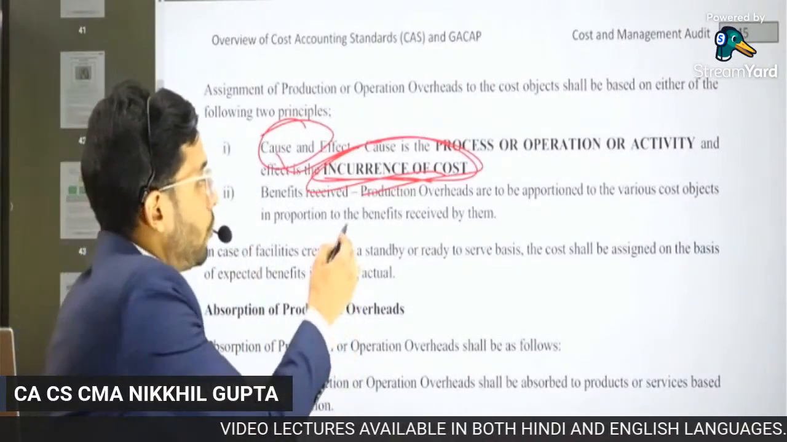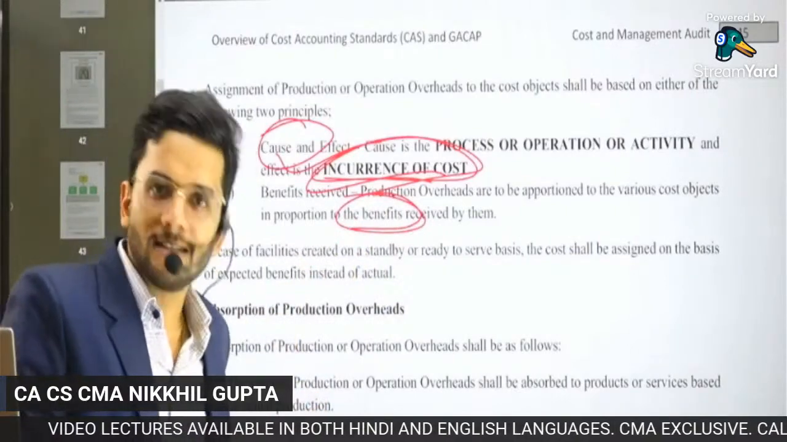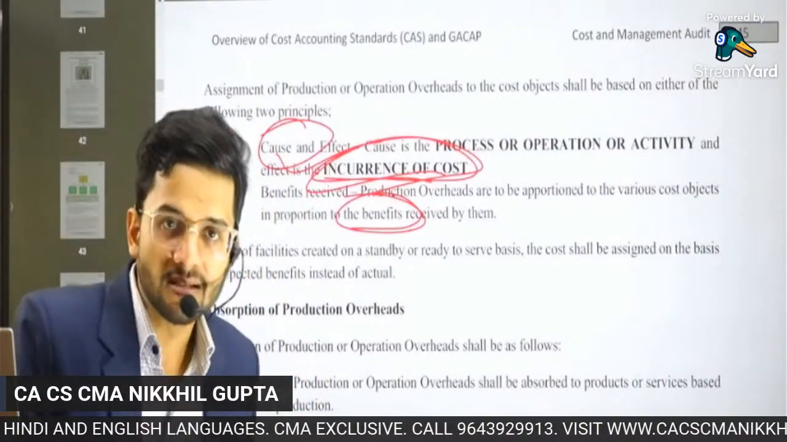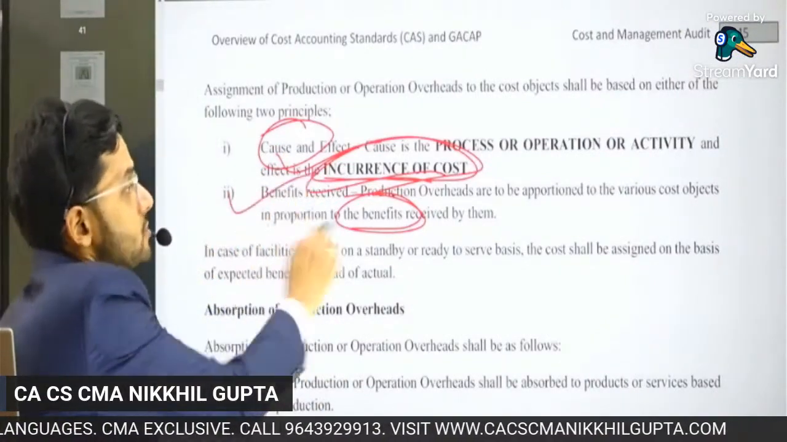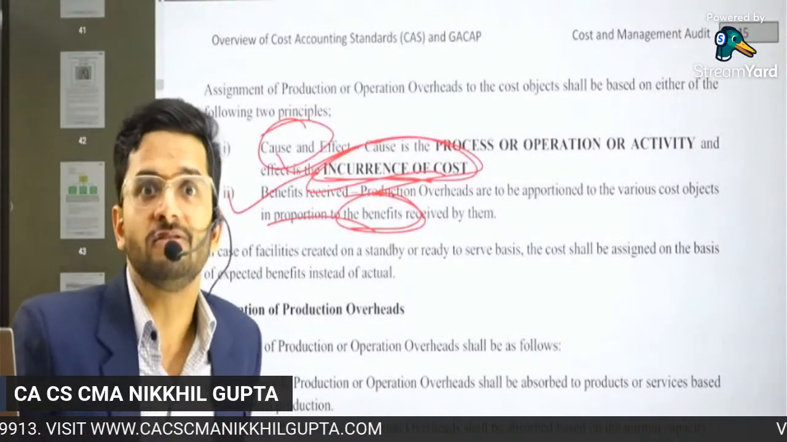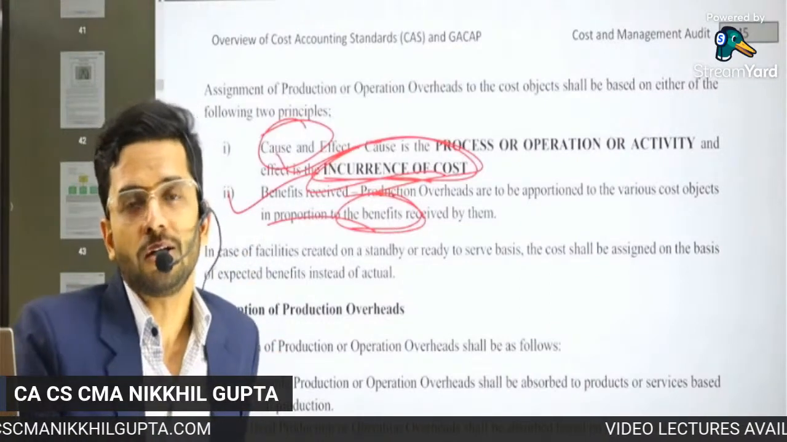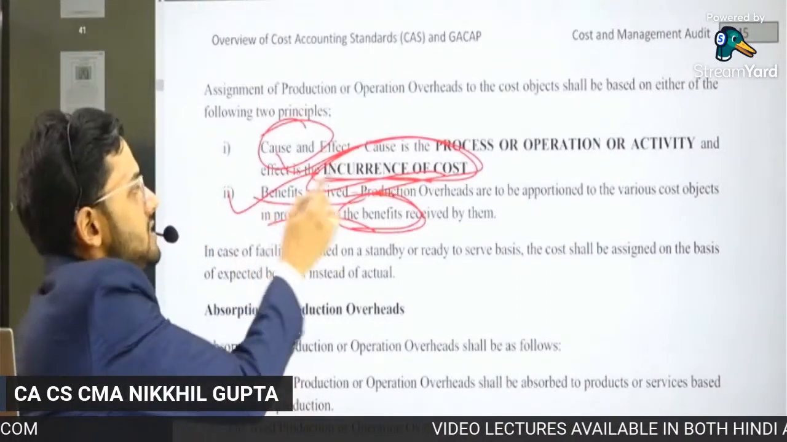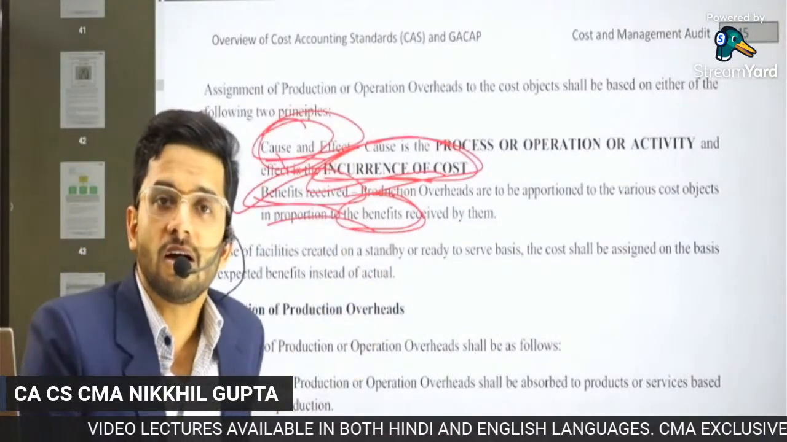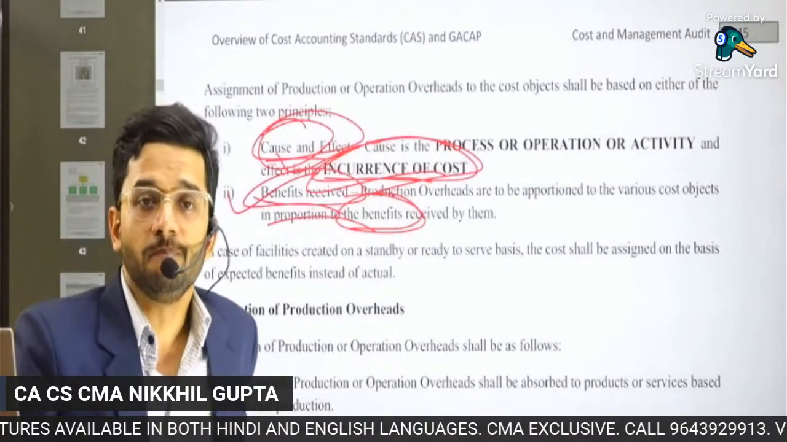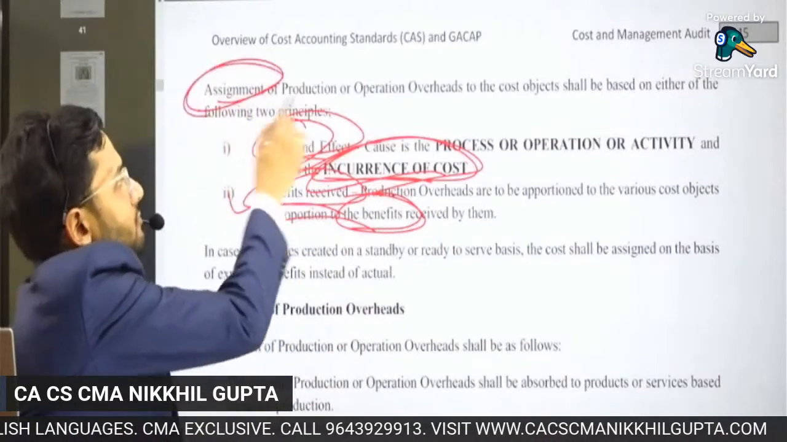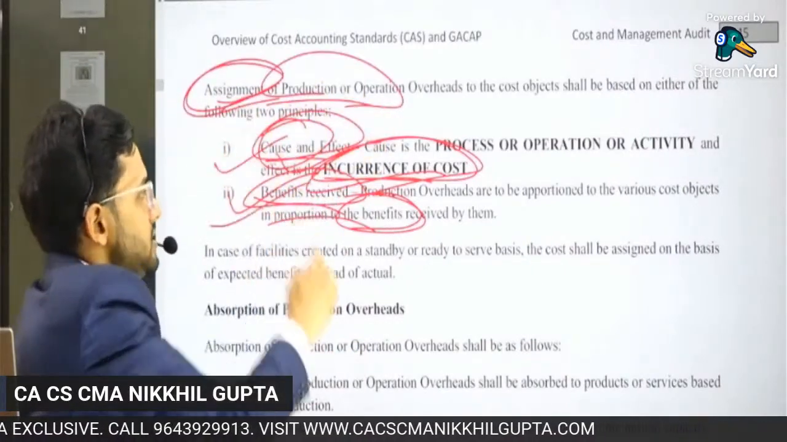Principle number 2, what are the benefits received by the individual cost centers? So cause and effect, and benefits, are the 2 principles in which assignment needs to be done. What are the benefits which each and every cost center has derived from consuming this particular product? So benefits received and cause and effect are the 2 ways in which our cost can be allocated to various cost centers. That is how the assignment is done. This is the assignment of production overheads.